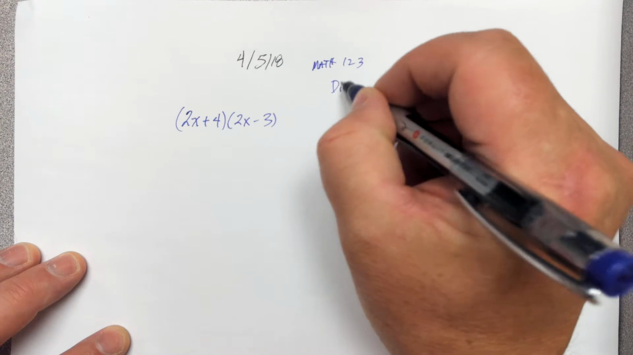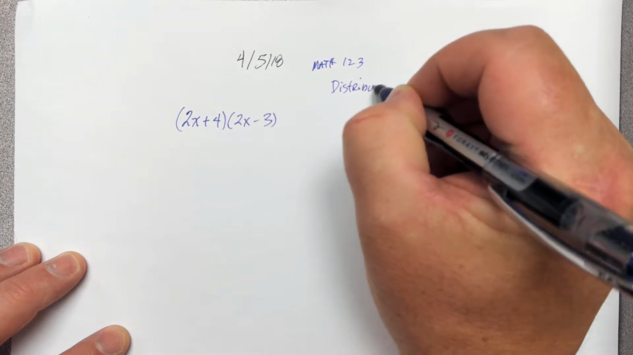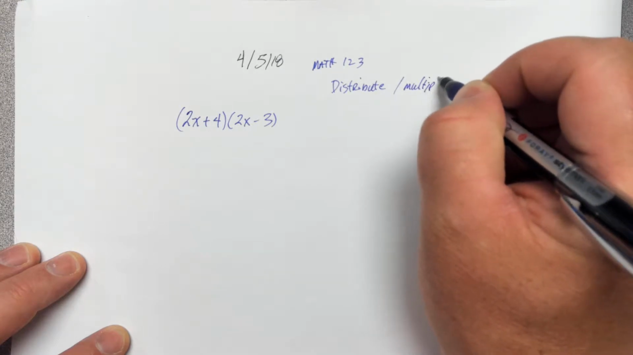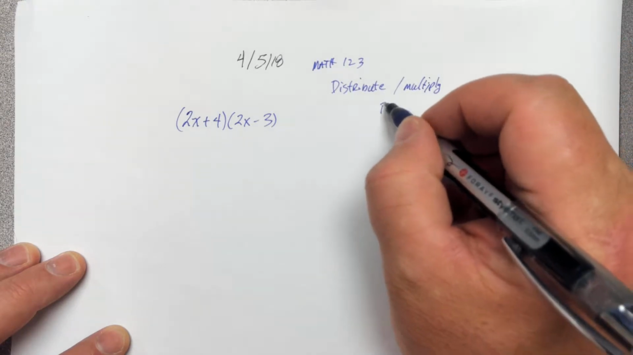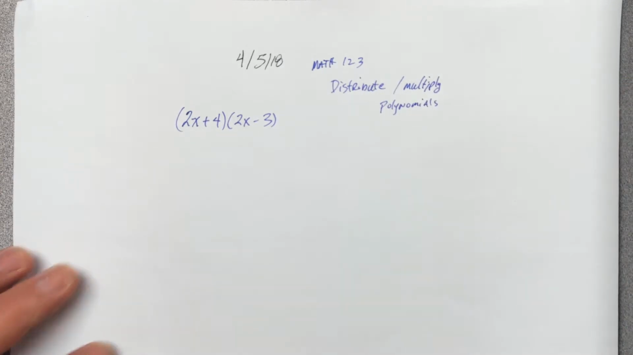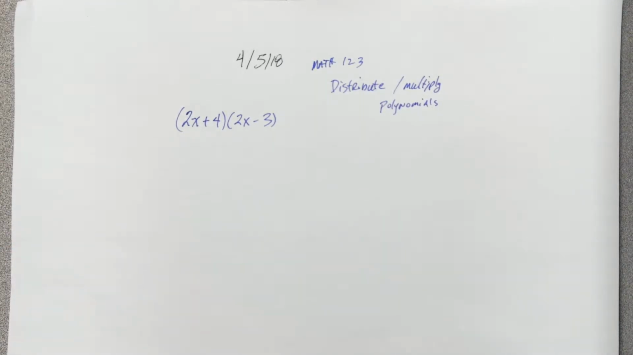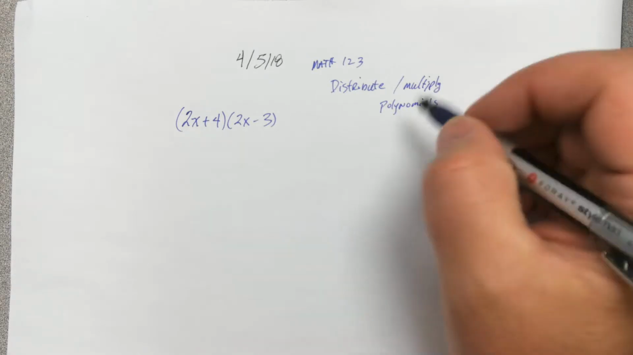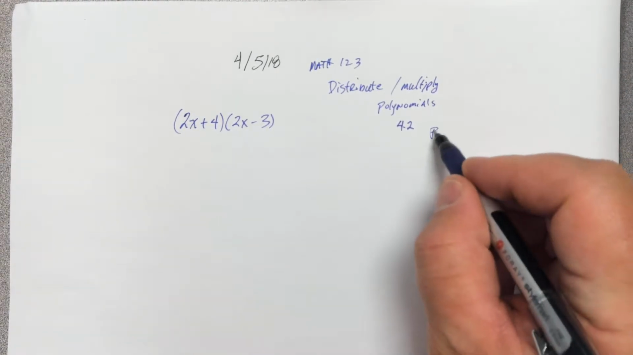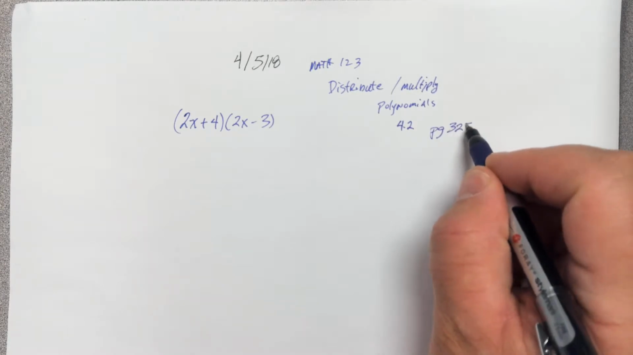And what we're going to do is we're going to be distributing or multiplying, however you want to say it, polynomials. And if you want, just so you can have it for reference, in the book, that's chapter 4.2, and that's on page 325.